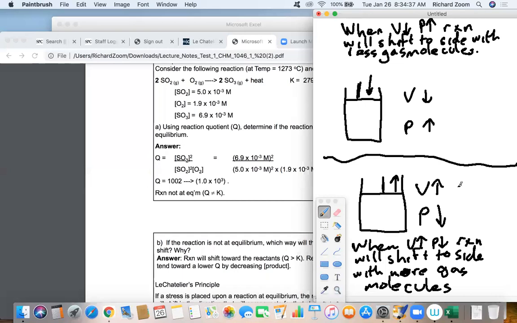Now this only applies to gas molecules. It doesn't apply to anything else. So I'll stop here for a second. Does anybody have any questions?